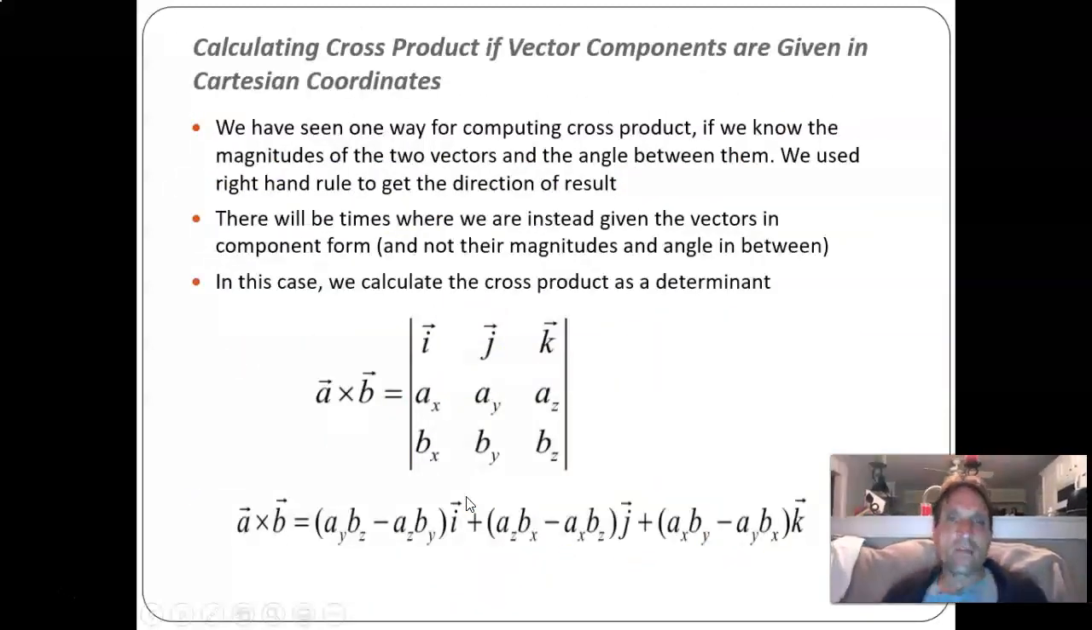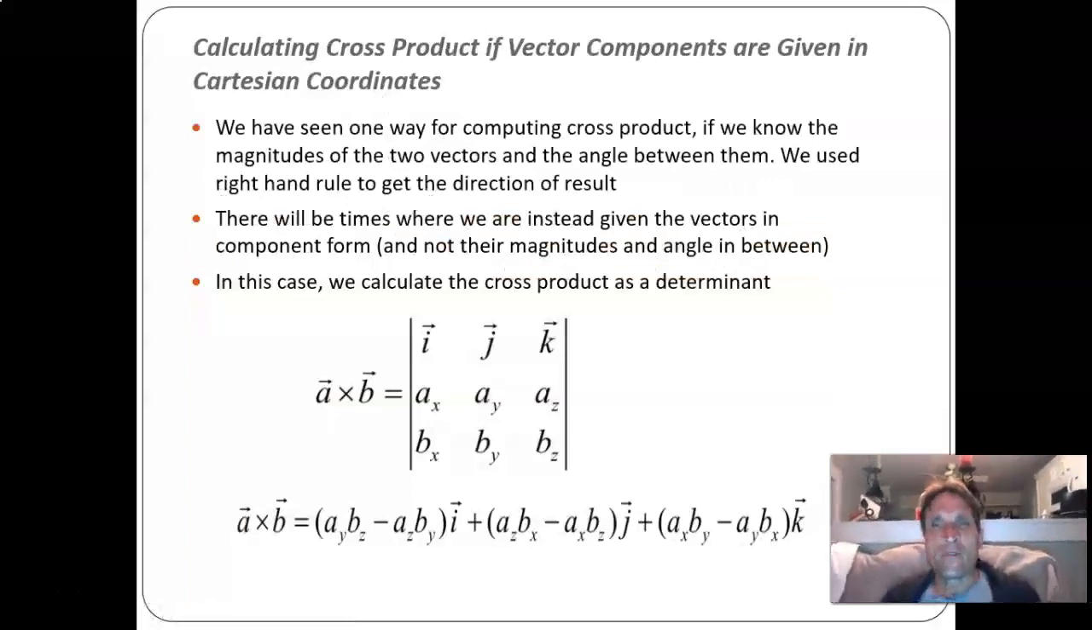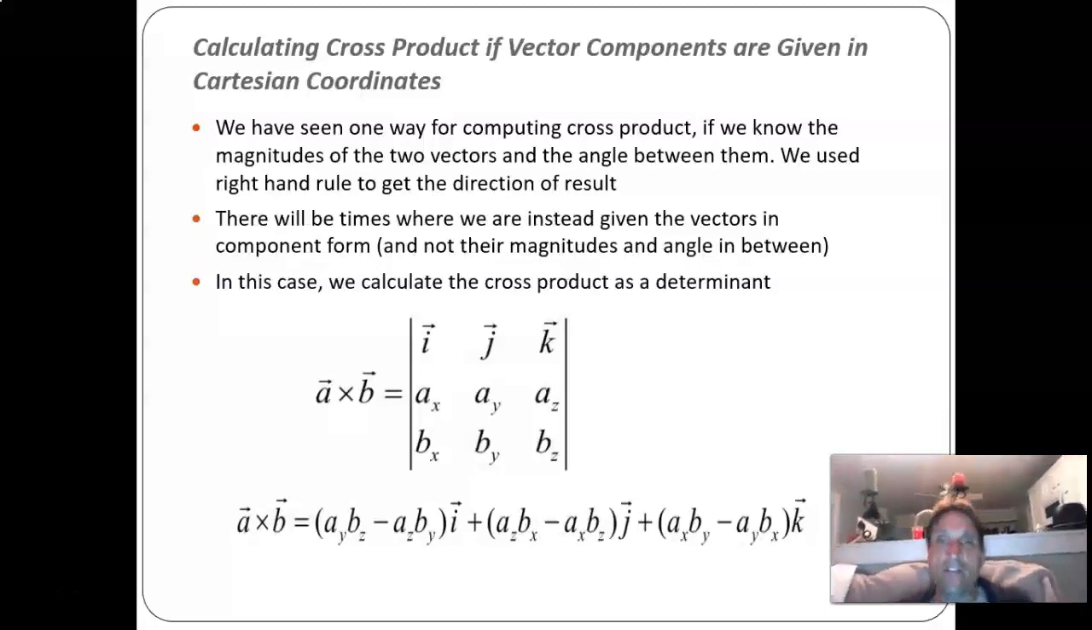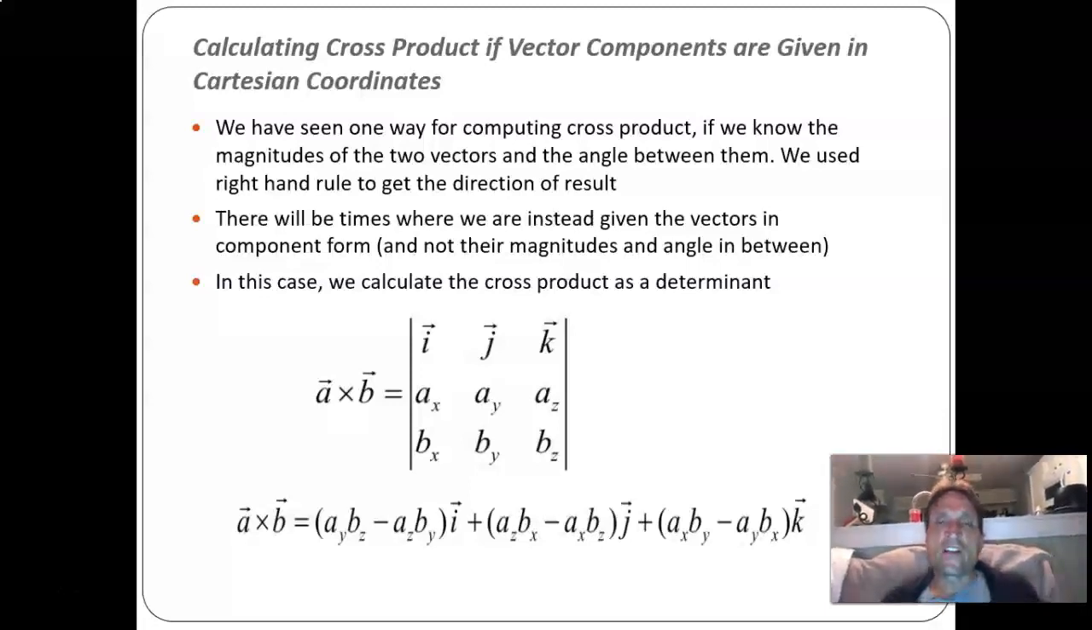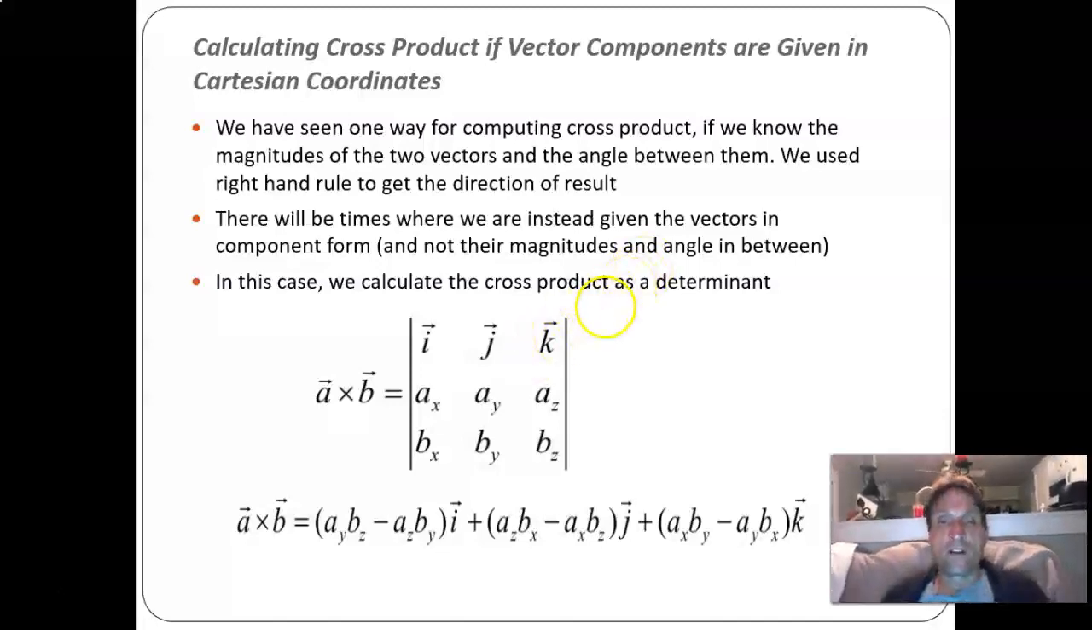Okay, now there's going to be times coming up in the chapter where we will not have the magnitude and the directions of both, but will be given the three components in the x, y, and z directions for the two vectors. And so there's another way that we can calculate the cross product if we know the components, but we don't know the magnitudes. In this case, we use what's called a determinant. If you've taken linear algebra, you probably know what a determinant is. If you haven't, don't worry. Just use the formula that we're going to use here.